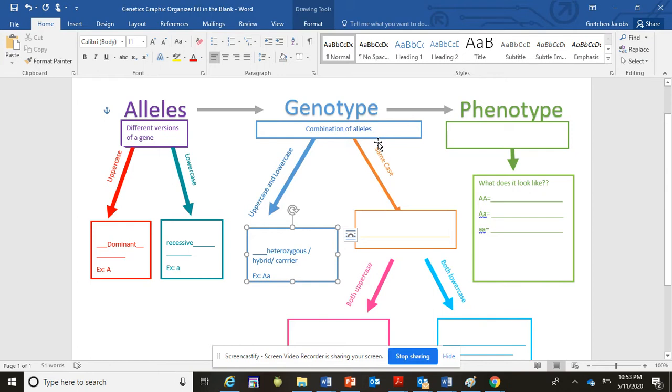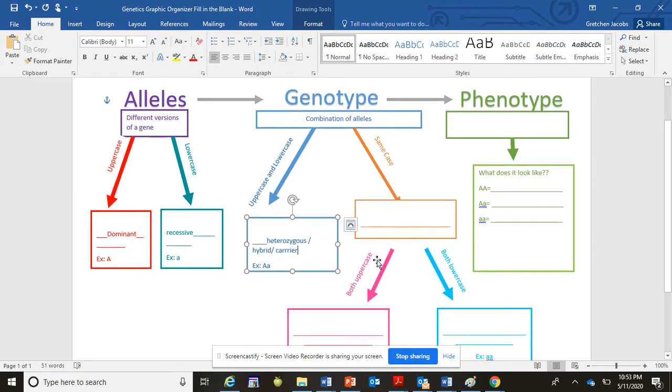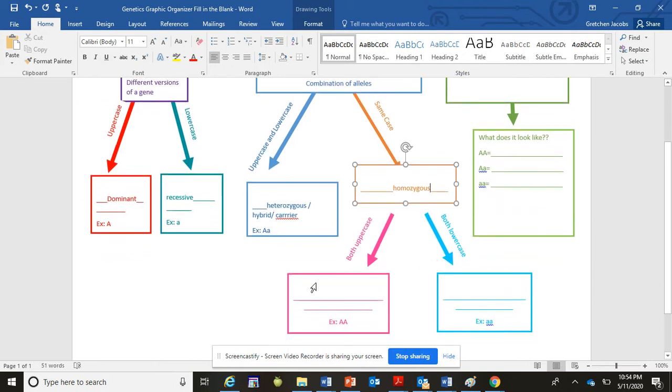The combination of alleles if they're both the same case. So you have two options here. Are they both uppercase or are they both lowercase? Well, if they have the same case, we say they are homozygous. But we need to clarify, is it two of the same uppercase letters or two of the same lowercase letters? So for this one, we have to be a little bit more specific. For heterozygous, once you say heterozygous right off the bat, you know that you have one uppercase and one lowercase. But for homozygous, we need to know, is it both uppercase or is it both lowercase?